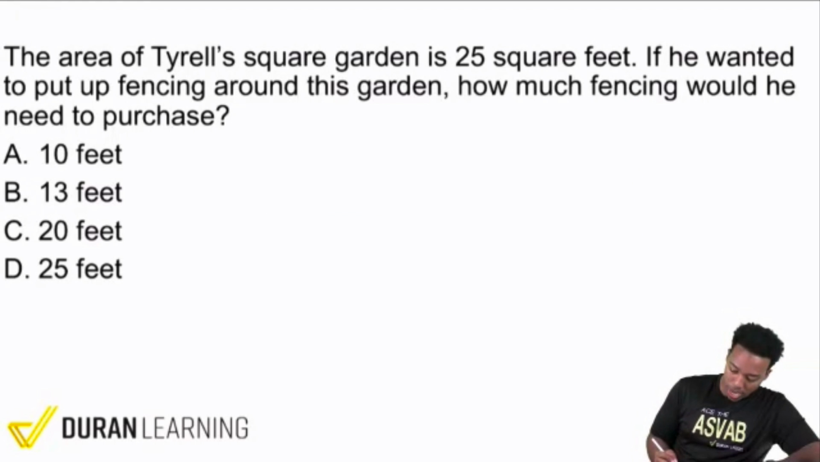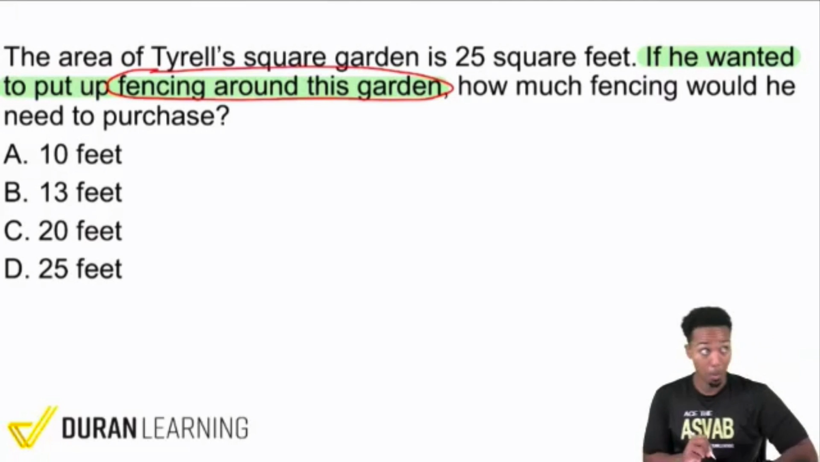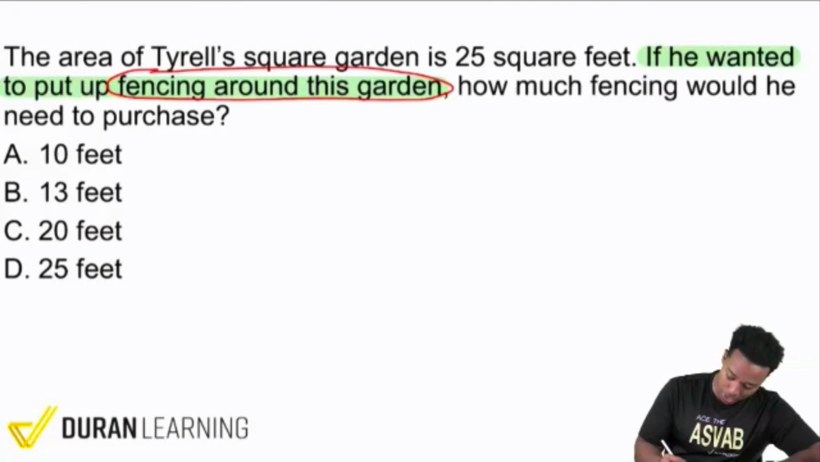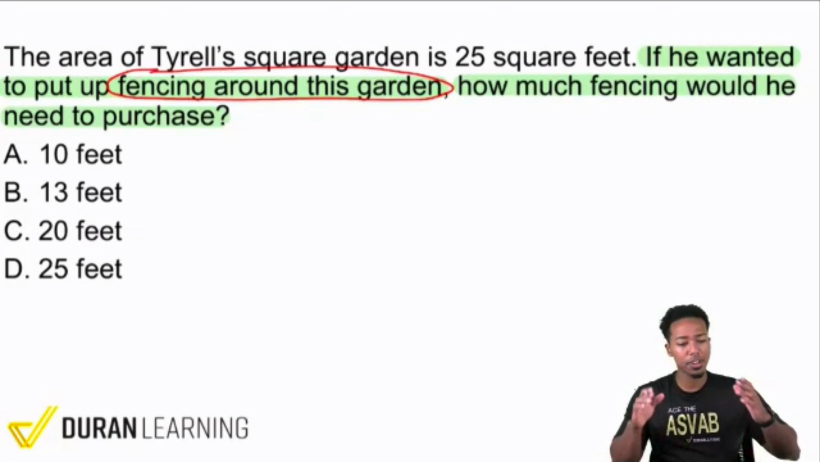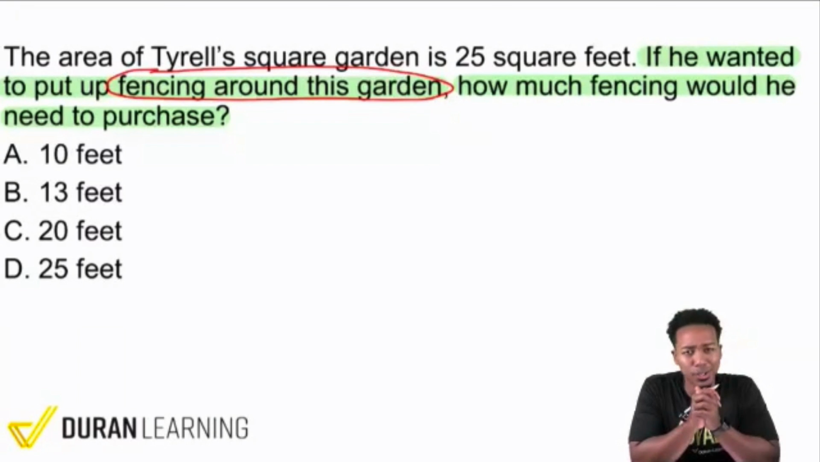Everybody, the question's asking not if or whatever. You can include that here because there's no numbers included. So if he wanted to put up fencing, ooh, that's a key here. Fencing around the garden. How much fencing would he need to purchase? Everyone, fencing around the garden. What does that sound like to you? What are we looking for?